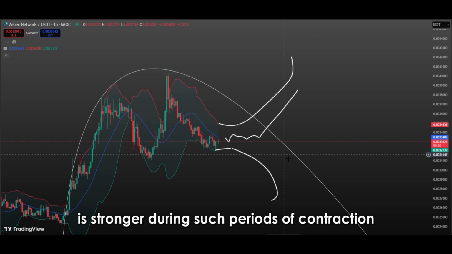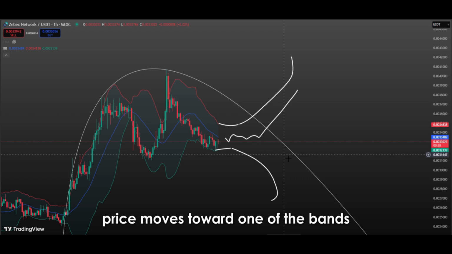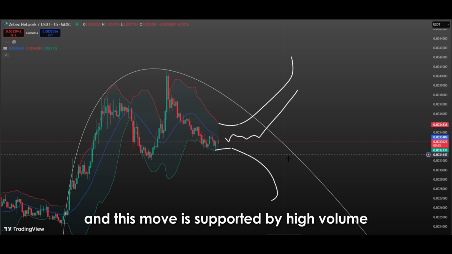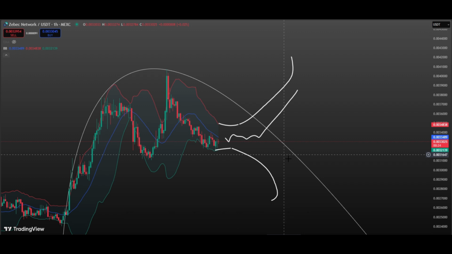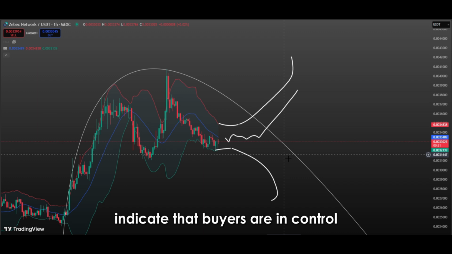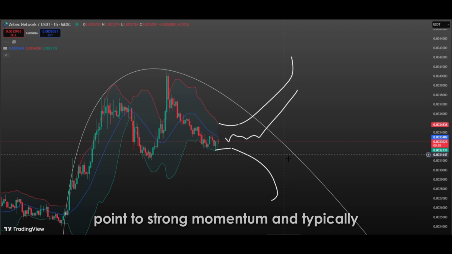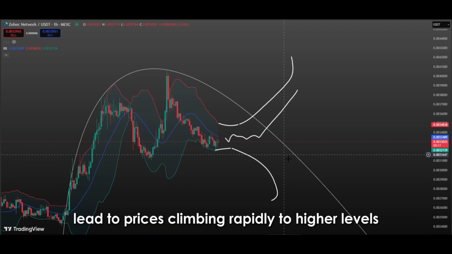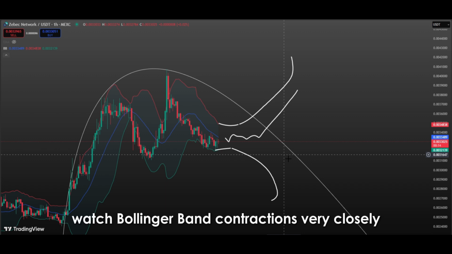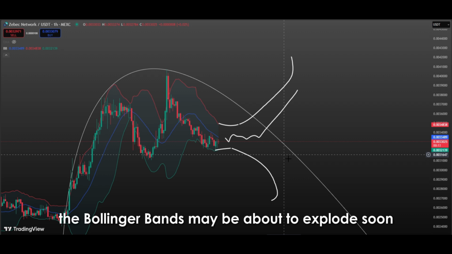During such periods of contraction, the most important element to pay attention to is sudden price moves toward one of the bands. If the price breaks out strongly toward the upper band and this move is supported by high volume, it usually signals the beginning of an uptrend. Prices moving above the upper band indicate that buyers are in control and that the move may continue. Especially breakouts to the upside from a narrow band point to strong momentum and typically lead to prices climbing rapidly to higher levels. For this reason, investors watch Bollinger Band contractions very closely in order to catch these breakouts. The Bollinger Bands may be about to explode soon.